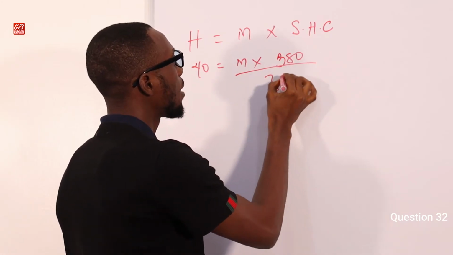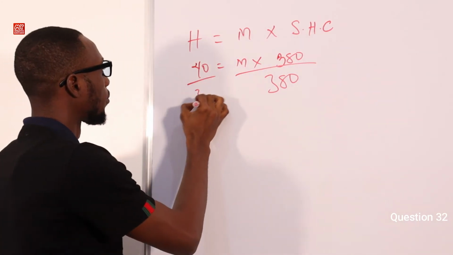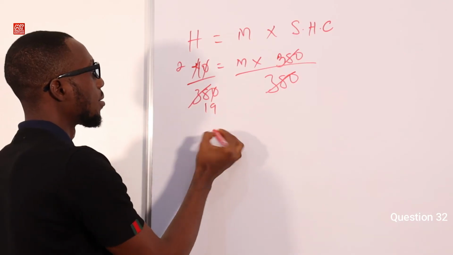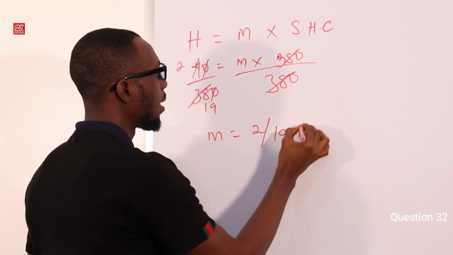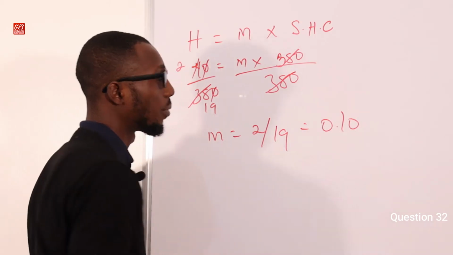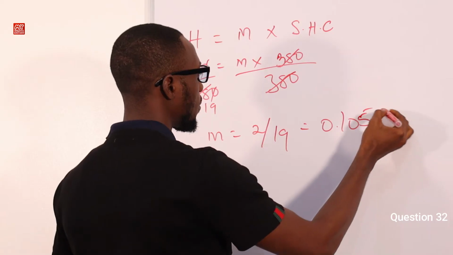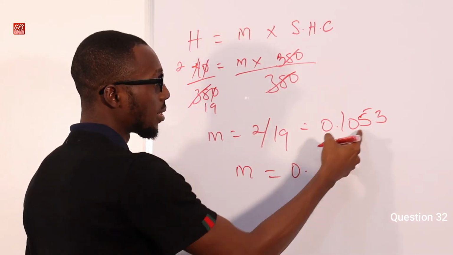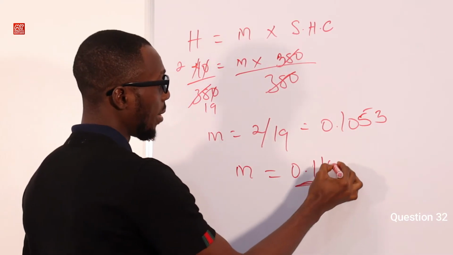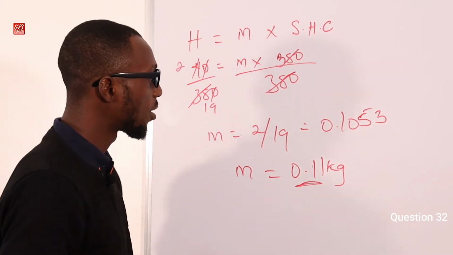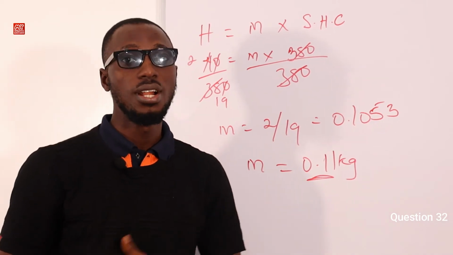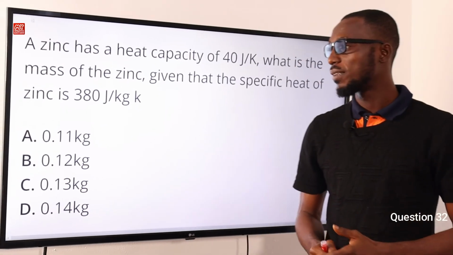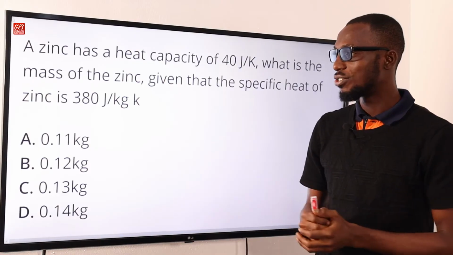So what do we do? Divide both sides by 380. 2 here 2, 2 here 19. So M equals 2 divided by 19, and that should give us 0.1055 thereabout. So we should have M is roughly 0.1 when we approximate this. Remember, we are dealing with mass, so that should be in kilogram. So the correct answer is 0.11 kg. Let's go back to the screen to select the correct option. So look through the options provided and you'll find option A, 0.11 kg, as the correct option.